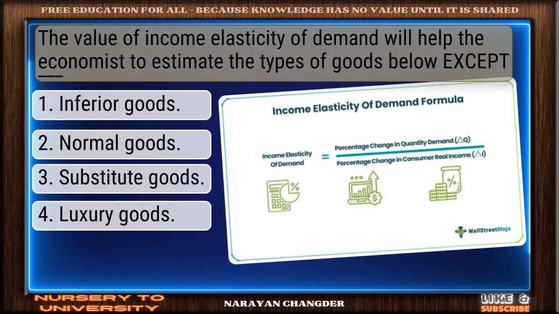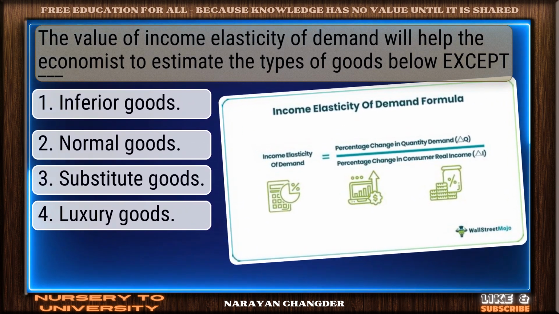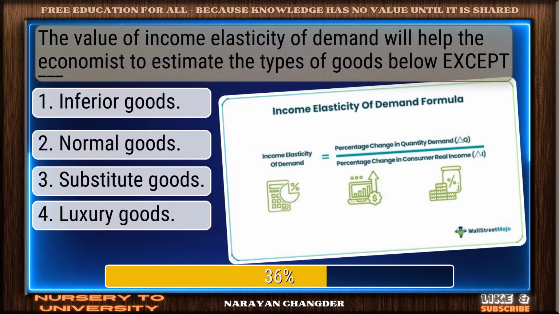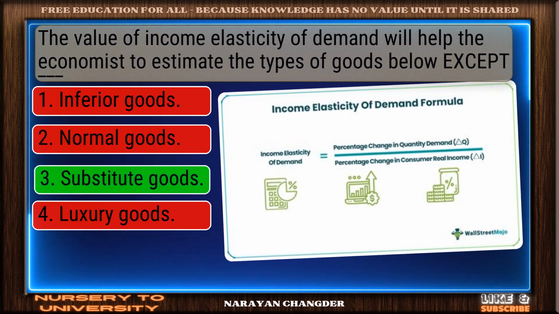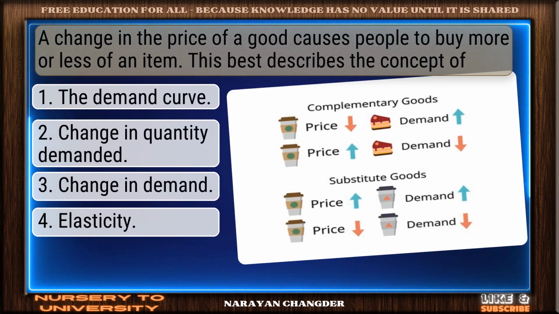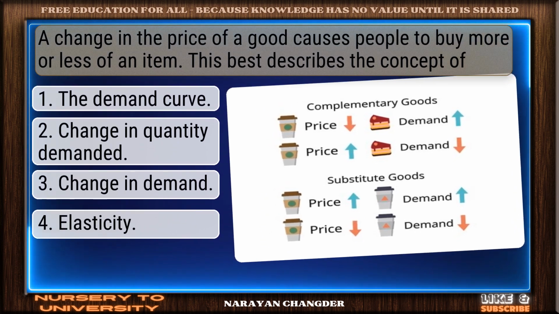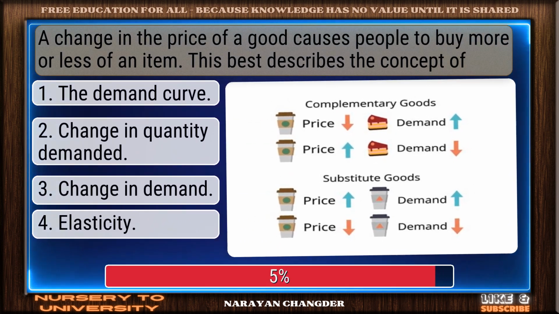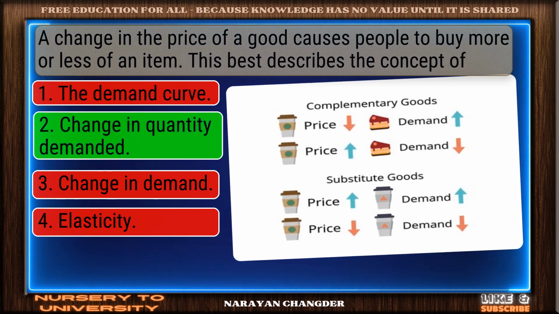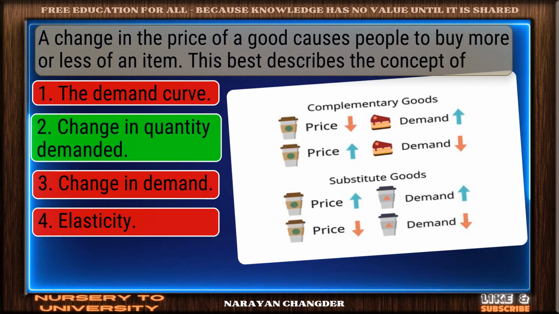The value of income elasticity of demand will help the economist to estimate the types of goods below except dash. Well done. Substitute goods is the right choice. A change in the price of a good causes people to buy more or less of an item. This best describes the concept of. Nicely done. Change in quantity demanded is a solid answer.